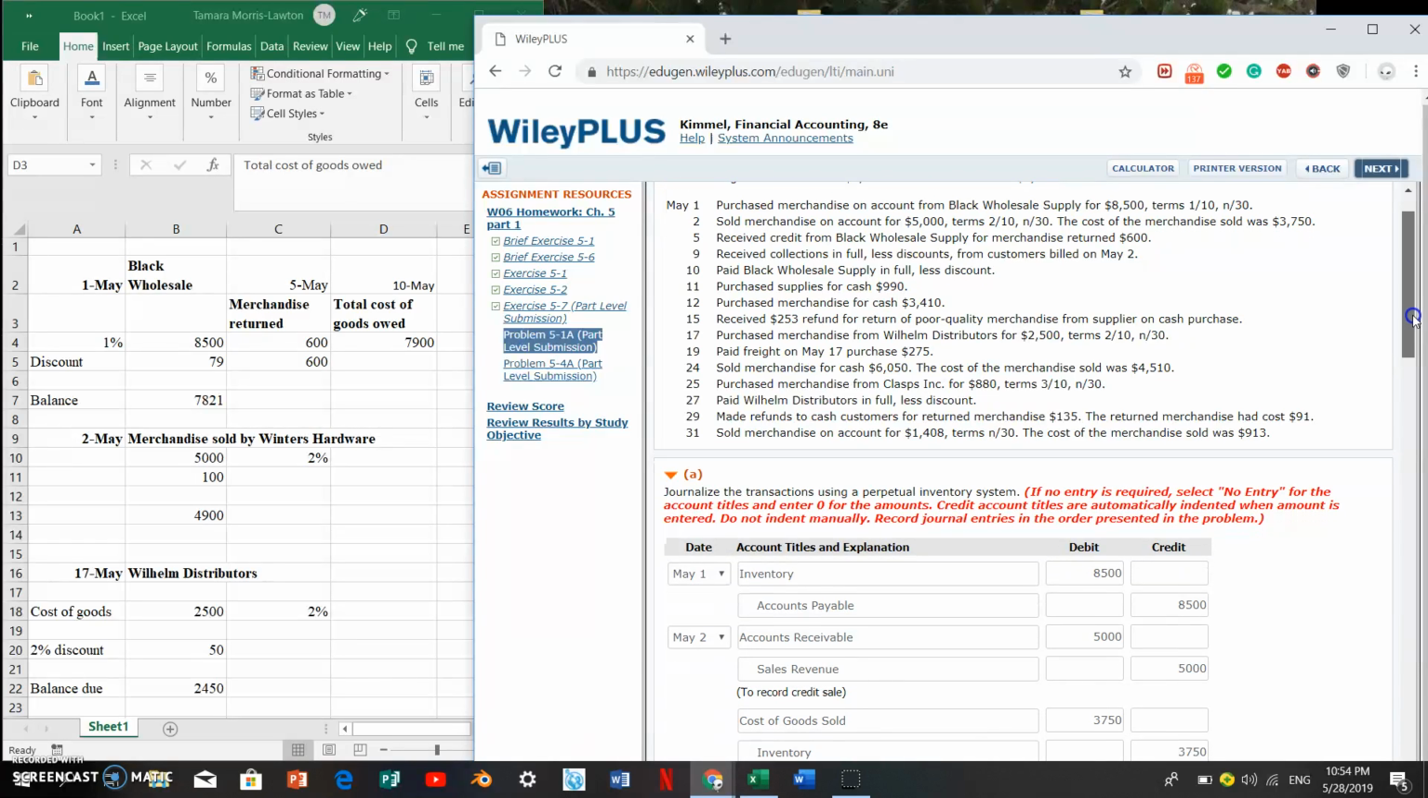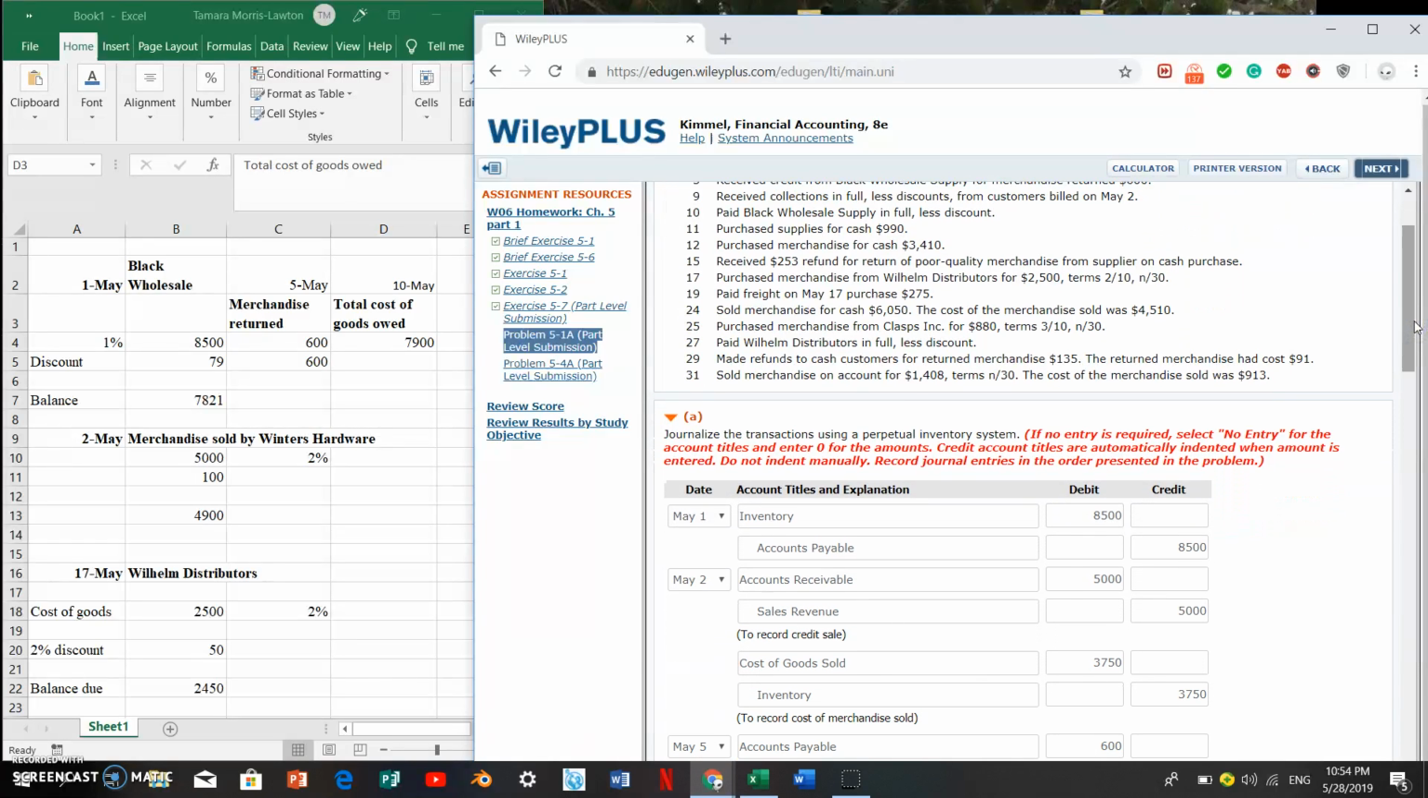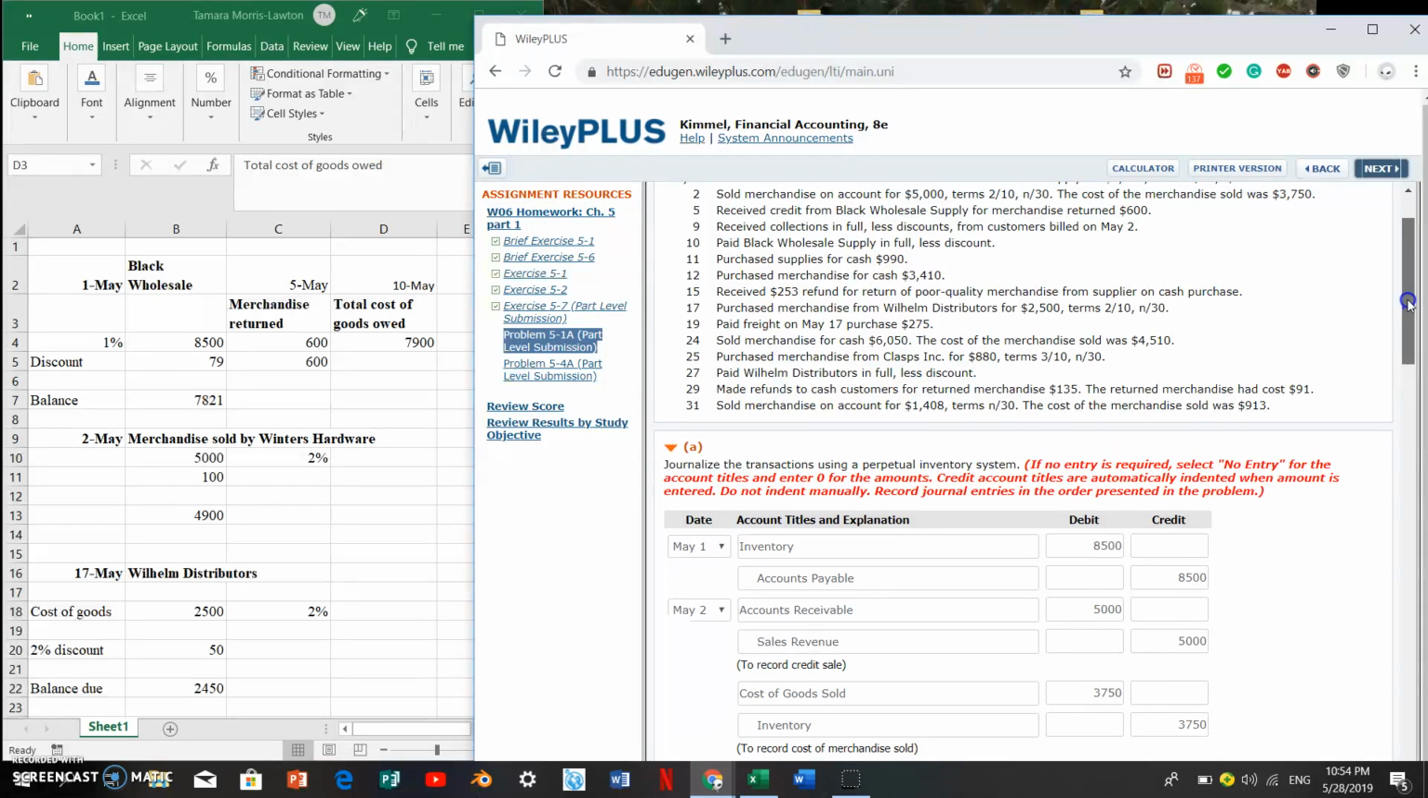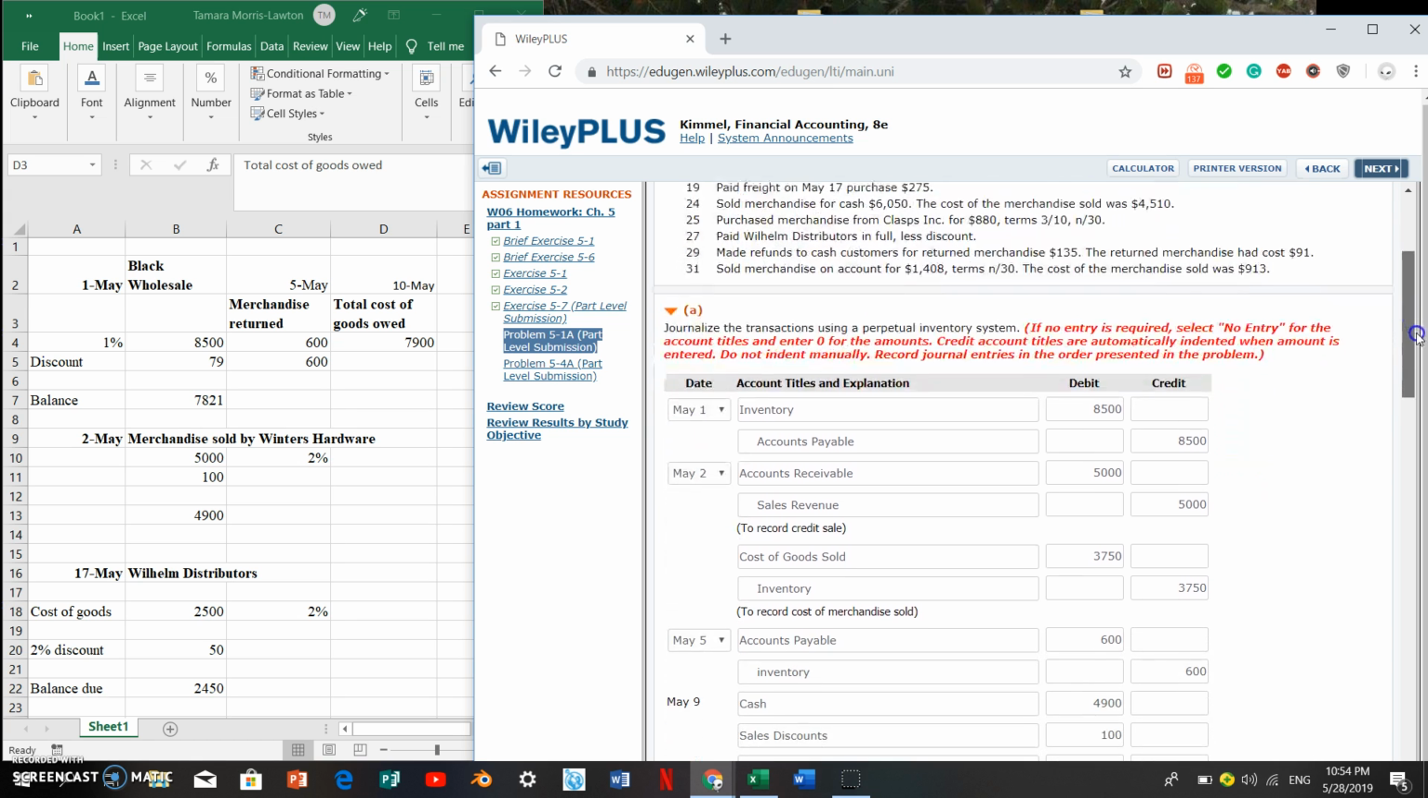We also have to make a second entry to record the cost of the merchandise sold, because remember, they purchase the merchandise for a certain amount and they sell it for a profit. So the cost of the goods that they sold was $3,750. We would debit the cost of goods sold account with $3,750 and credit the inventory account with $3,750 to show that that amount was sold.